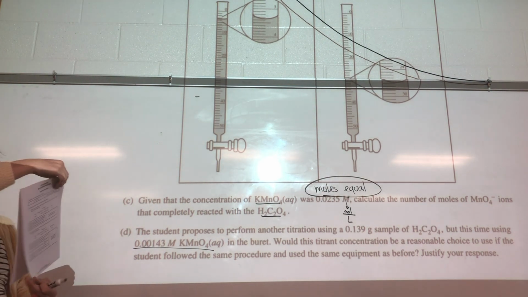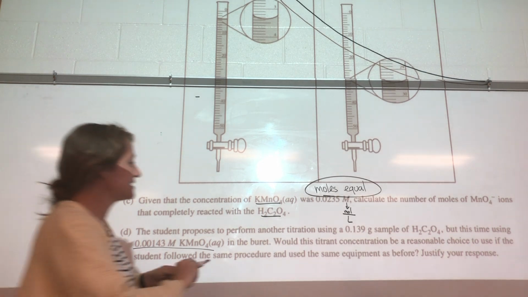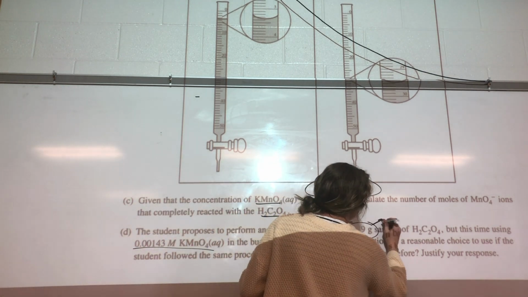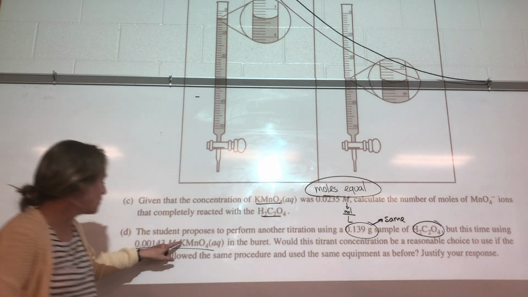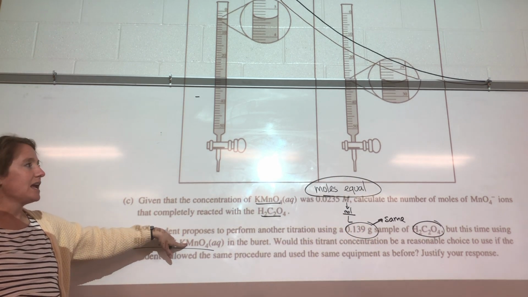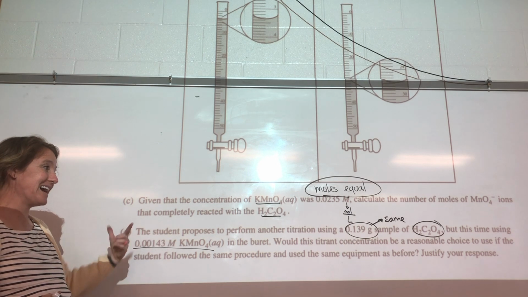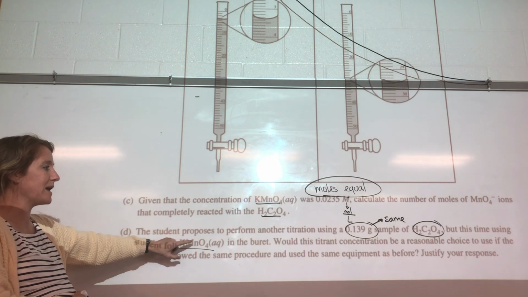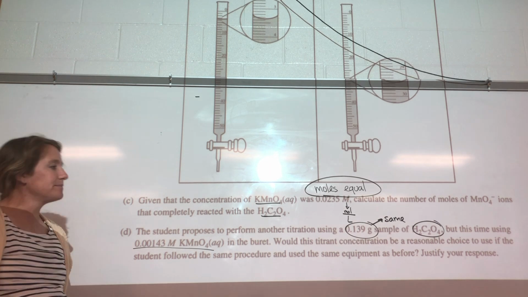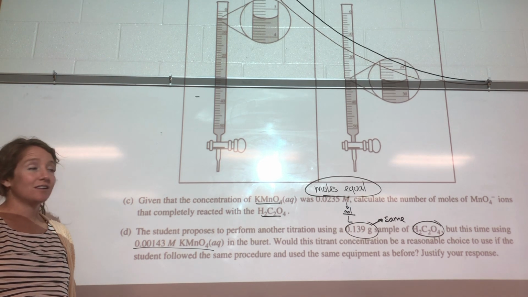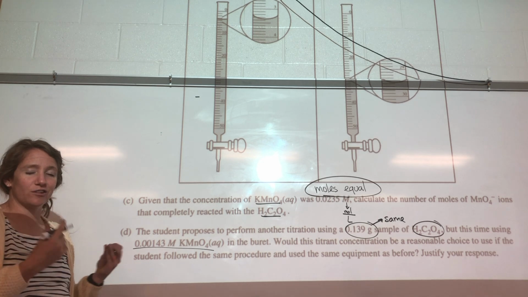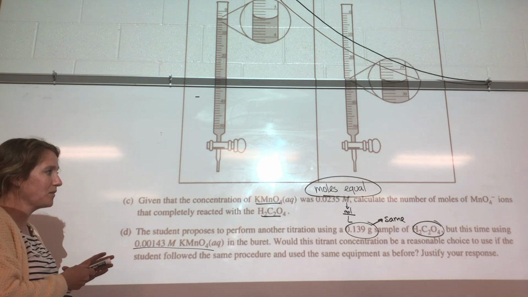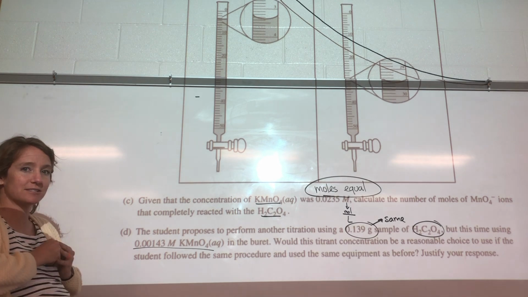So let's look at what's changed. So we're still using, so this is the same. So we have the same amount of this, but we're using way less of that. And so the reason why it's not a good choice is because since you're using way less, you're going to empty your burette before you even get through the titration, which isn't very logical to do. So, yeah. Okay, there's number 7.